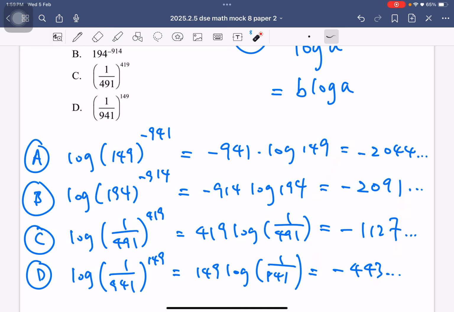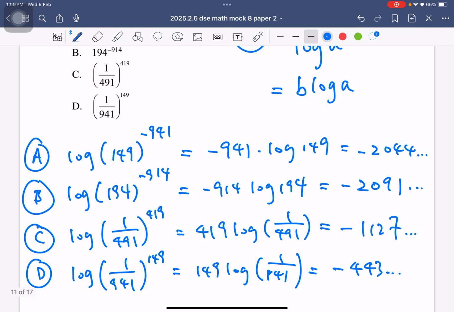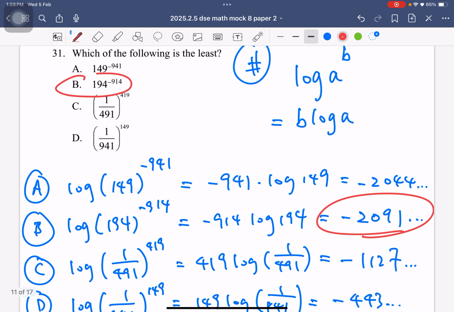So among these four numbers, which one is the smallest? B is the smallest. So the answer should be B. Very easy question, nothing to learn. Just use your calculator, okay?